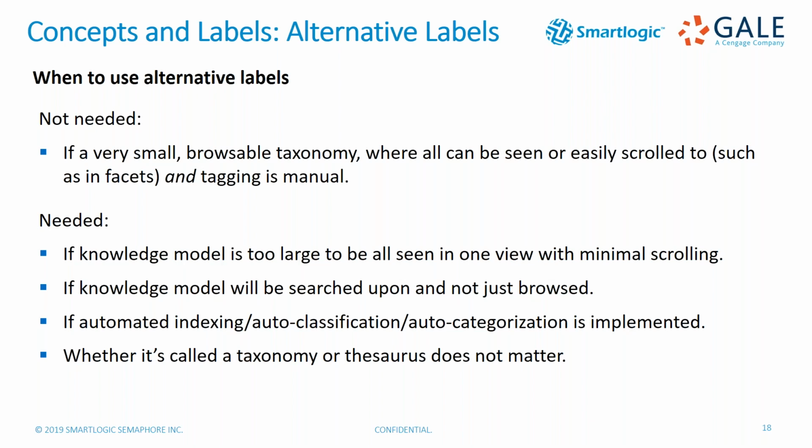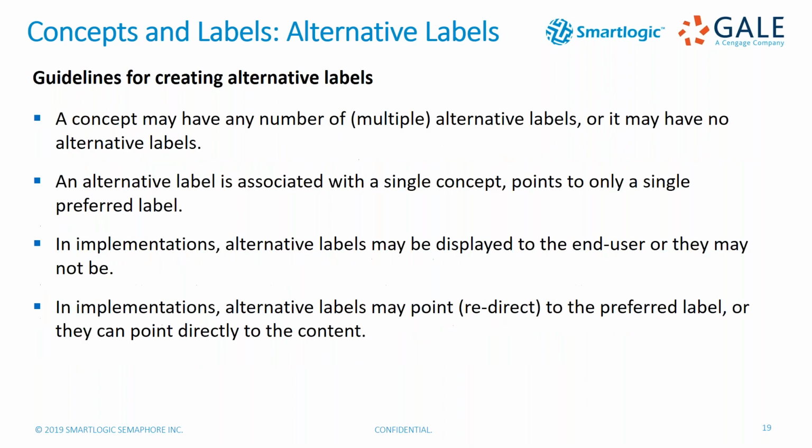So if the knowledge model is too large to be seen in one view with minimal scrolling, if the knowledge model is to be searched upon and not just browsed, if automated indexing or auto classification is implemented, then these are all reasons to have alternative labels. And it doesn't matter whether you're calling it a taxonomy or thesaurus. I mean, you might have read that a taxonomy doesn't have to have alternative labels and a thesaurus does, but don't worry about what it's called, because there's a blurring between taxonomies and thesauri. It's more what these conditions call out for.